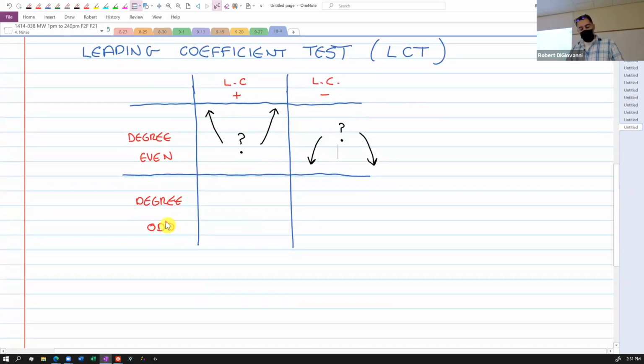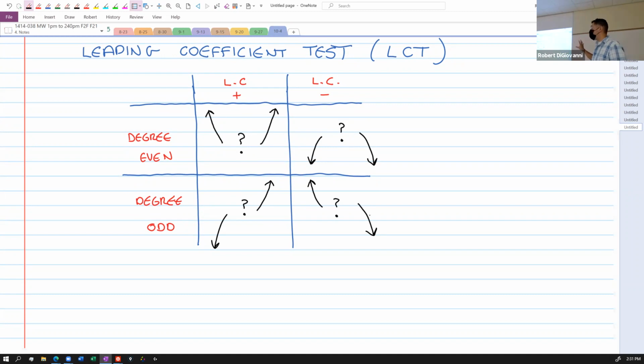Now, if your degree is odd, the left side will go down and the right side will go up. And in the middle, we actually don't know. And if it's odd degree and negative leading coefficient, it flips that over and it goes up on the left and down on the right. Those are the only four possibilities when it comes to polynomials. They're either both going to go up, both down, left down, right up, or left up, right down. That's the only thing that can happen.